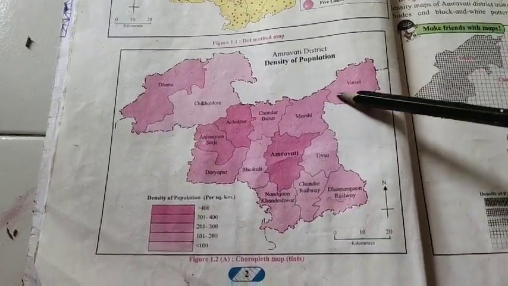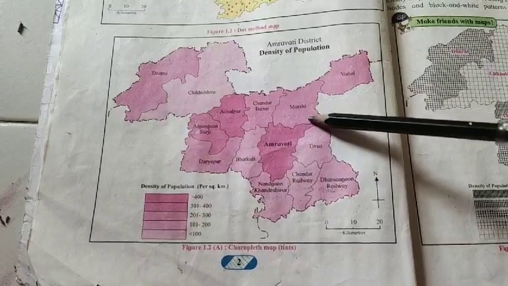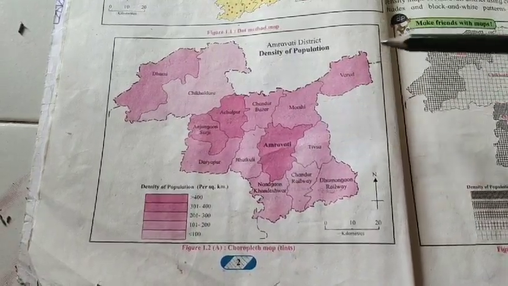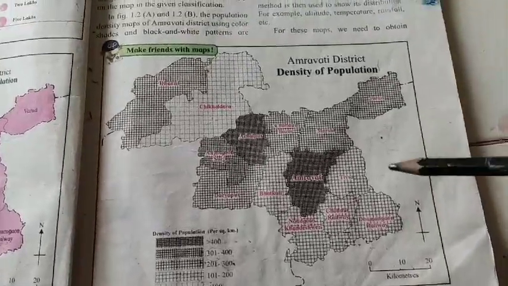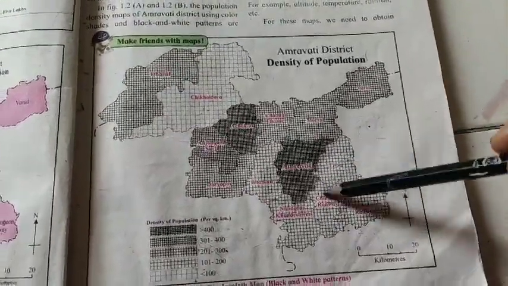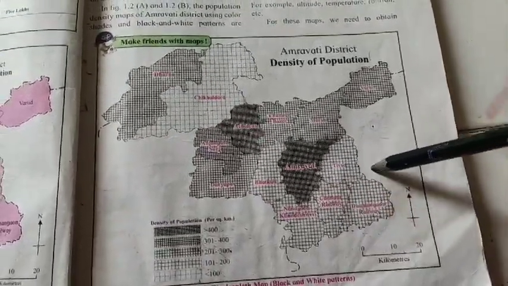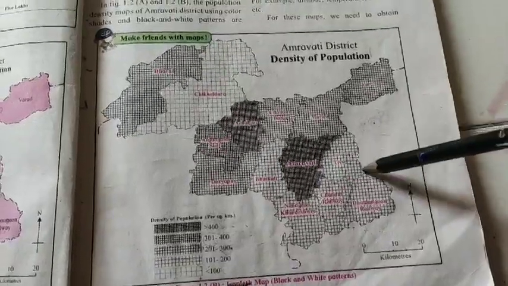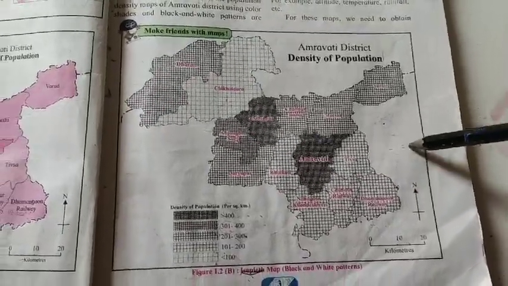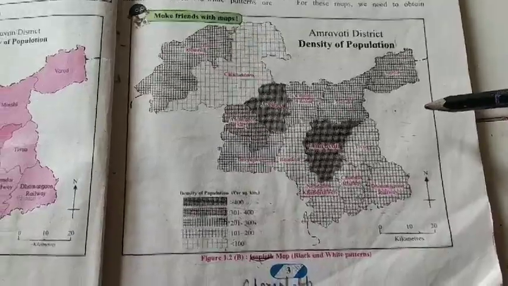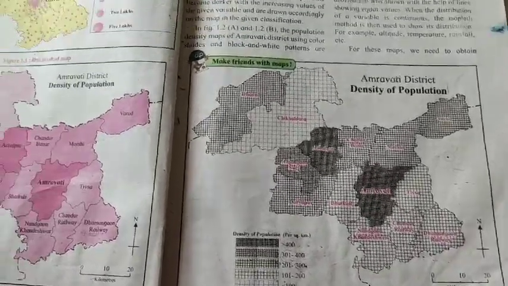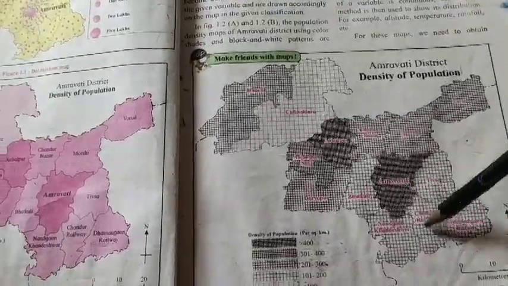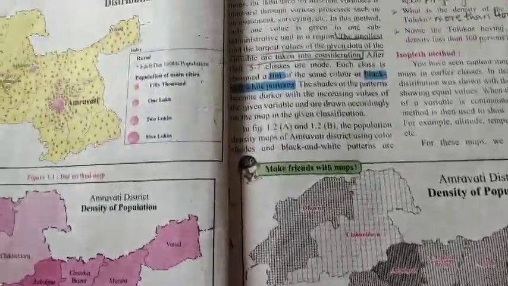It is shown in shades of the same color, or it is also shown in black and white patterns. So we can see another example of a choropleth map here. This is called a black and white pattern map. It is the choropleth map. As we know, in these maps only one variable can be shown. So let us see what this choropleth map actually is.